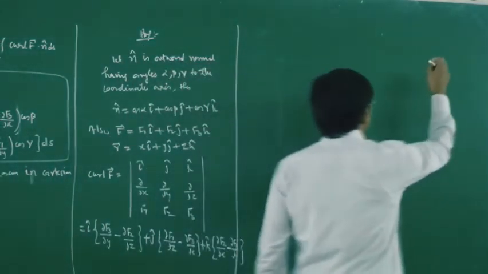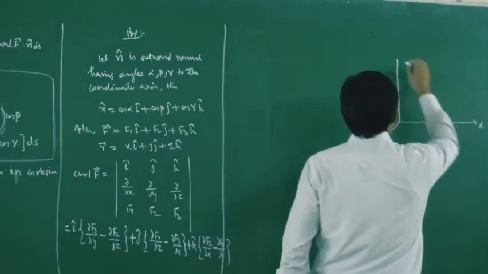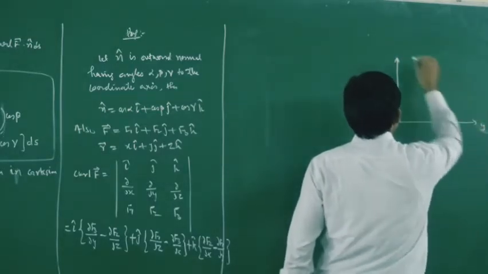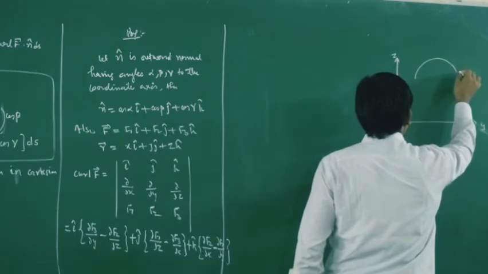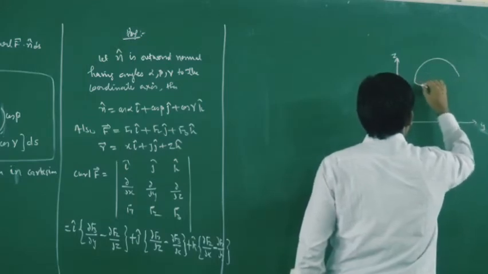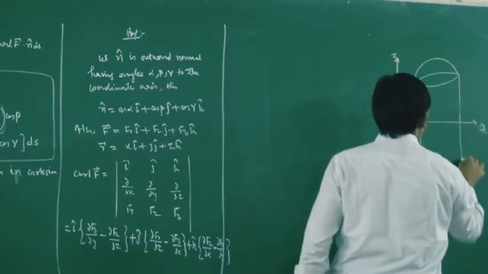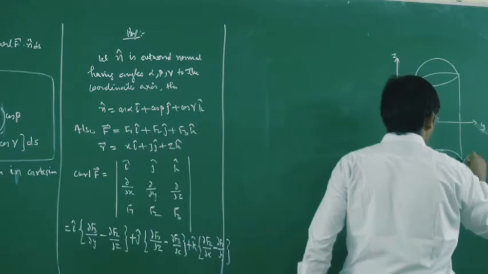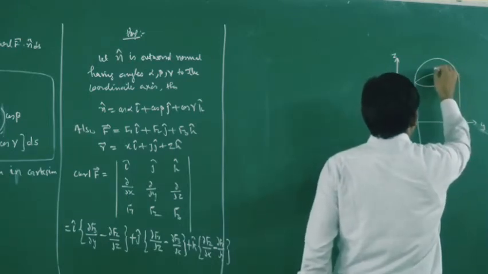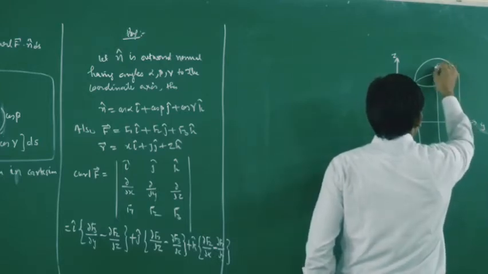So let us draw this surface. Say this is the x-axis, this is the y-axis, this is the z-axis. And this is the open surface, which is bounded by a closed curve C. Let us take its projection in the xy plane, say this is R. Now let us draw an elementary area, this one.